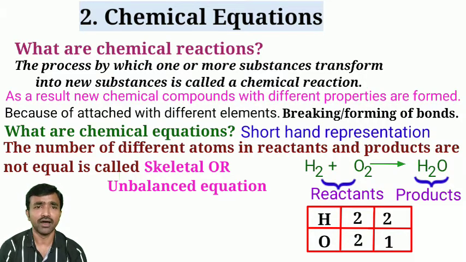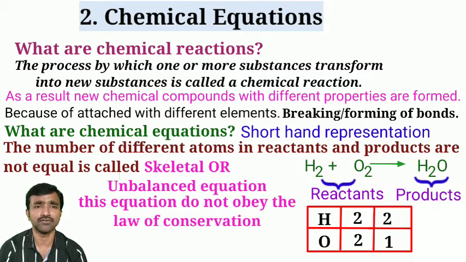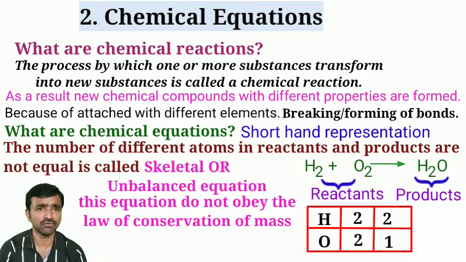If you take the law of conservation of mass, it does not satisfy the law because the count of oxygen is different. Here you are observing the loss of one atom. According to the law of conservation of mass, no atom is destroyed or produced; mass is neither created nor destroyed. So this is against the law of conservation of mass. An equation that does not satisfy it is called a skeletal or unbalanced chemical equation.